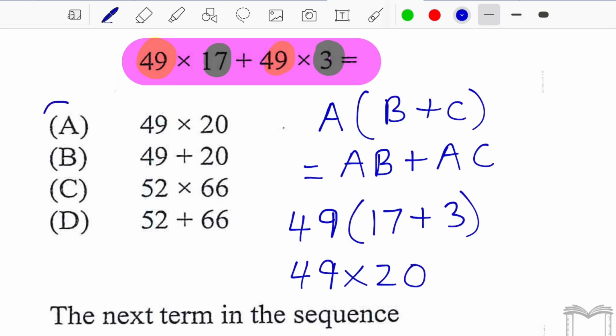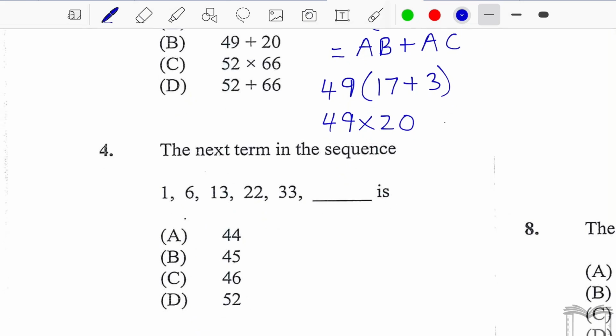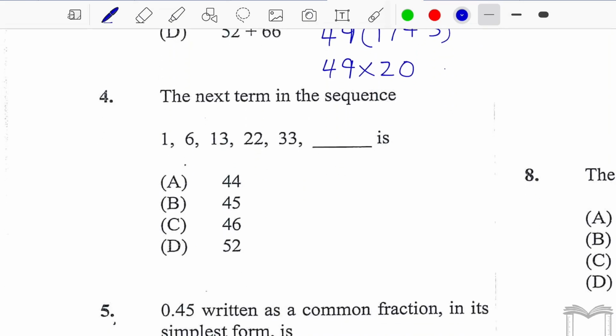Which is part A. Oh, the answer is A. Okay, now number 4.